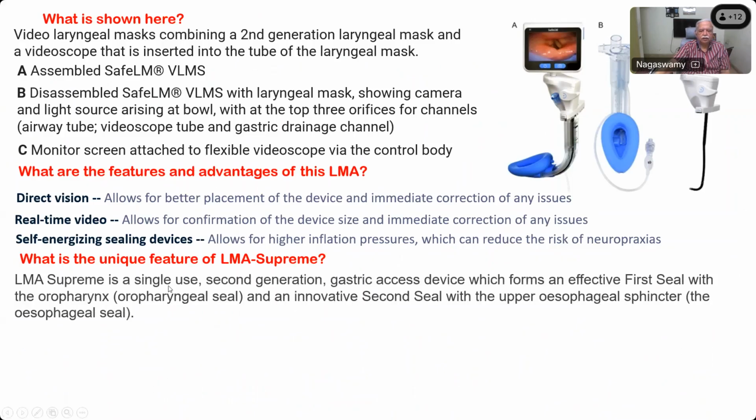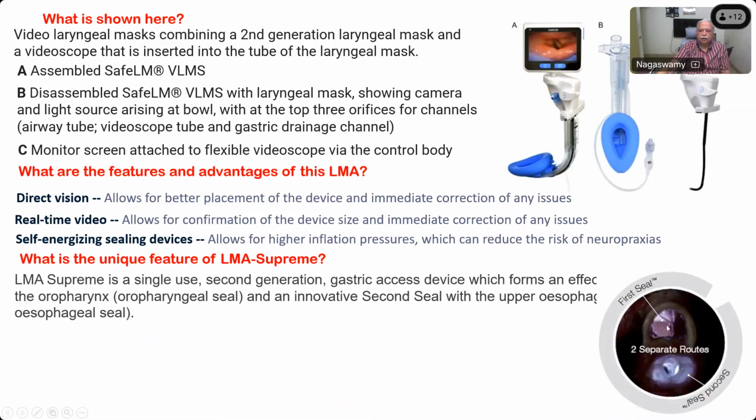LMA Supreme is a single-use second-generation gastric access device which forms an effective first seal with the oropharynx and an innovative second seal at the upper esophageal sphincter. That is called the esophageal seal. So there are two seals in there, which is unique to this. So the picture will be like that. First seal is the oropharyngeal seal. The second seal is the gastric seal or the esophageal seal.